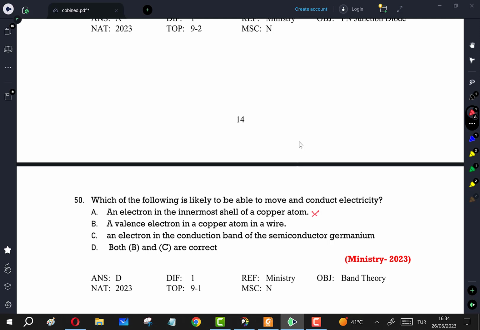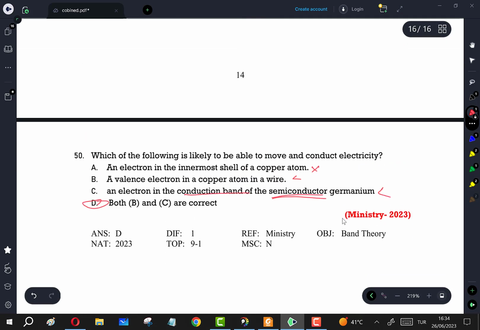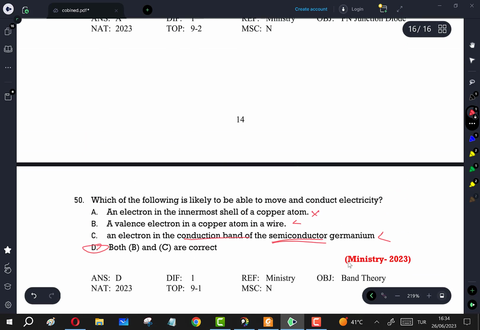Valence electron in a copper atom in a wire. Remember, valence electrons conduct electricity. This is correct. An electron in the conduction band of a semiconductor germanium. Yes, for semiconductors, conductivity of electrons starts in the conduction band. This is also correct. So B and C are correct choices for question number 50. It is all for Industry 2023 first term questions.